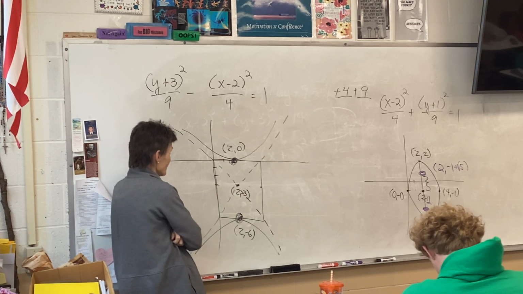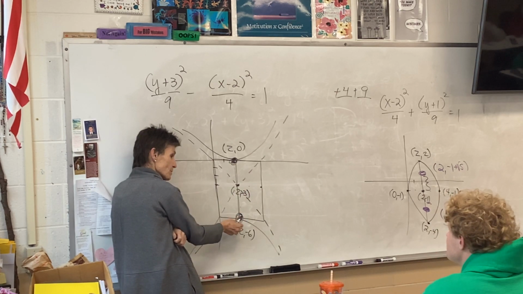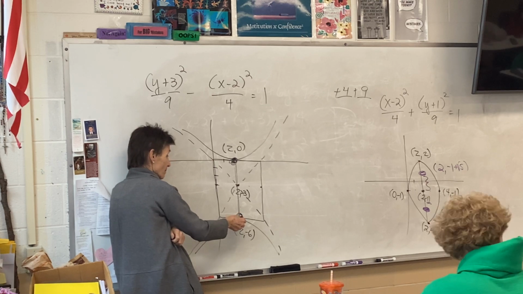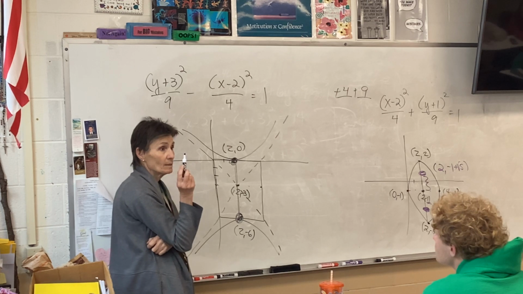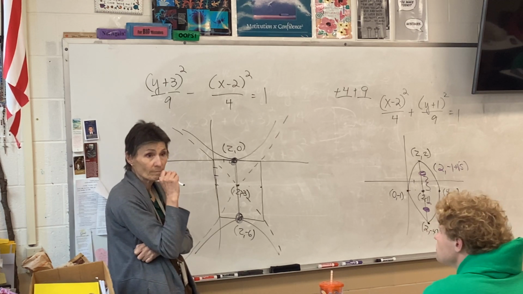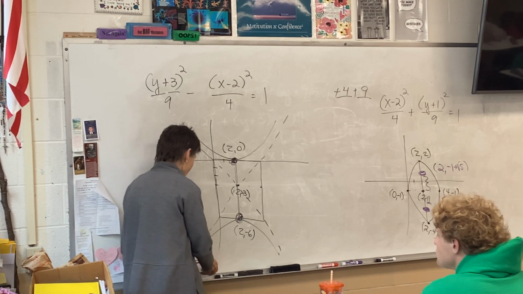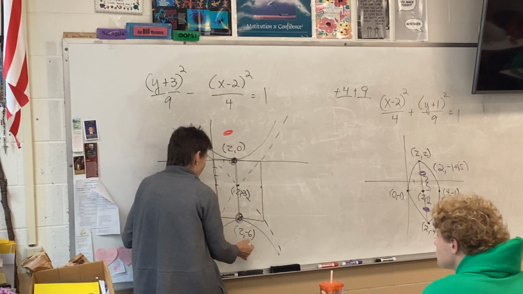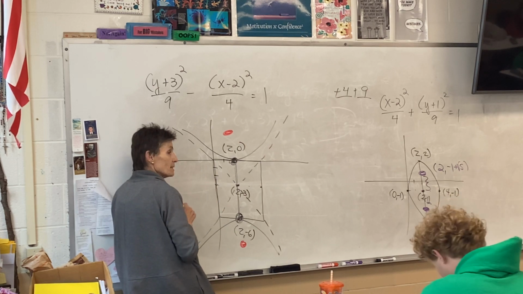Now, what is this called right here? Which one is this? Transverse. And since we went up and down 3, that guy is 6. Here's my conjugate, since we went sideways 2, he's 4. We know what the position of our foci are. They're inside the branches of the hyperbola.